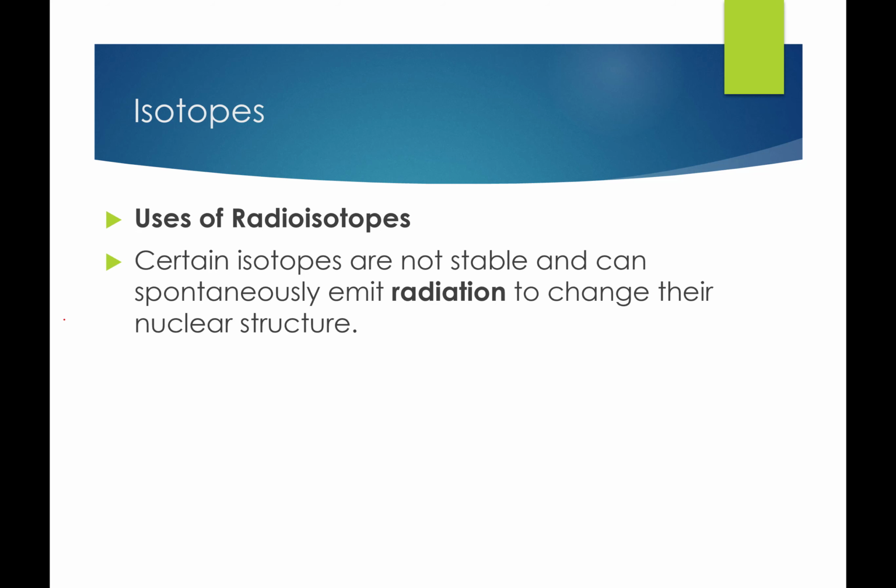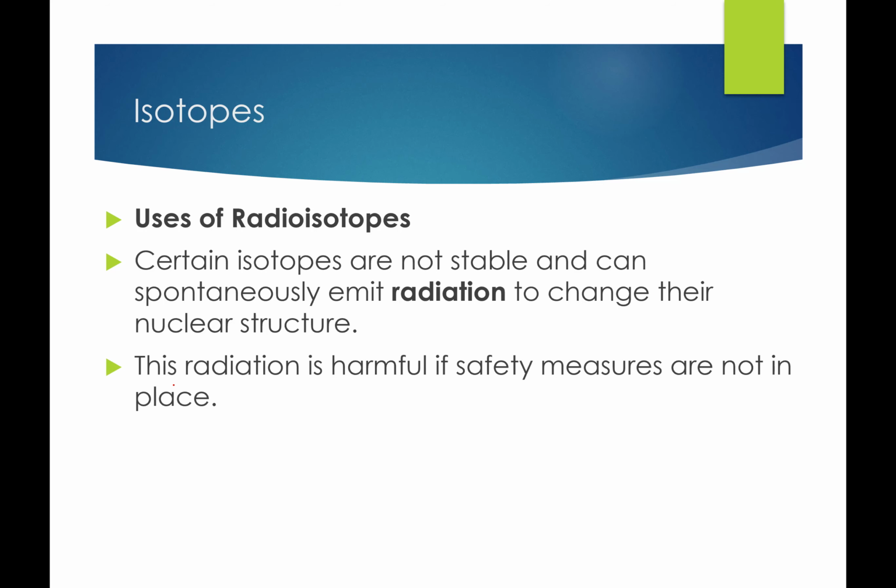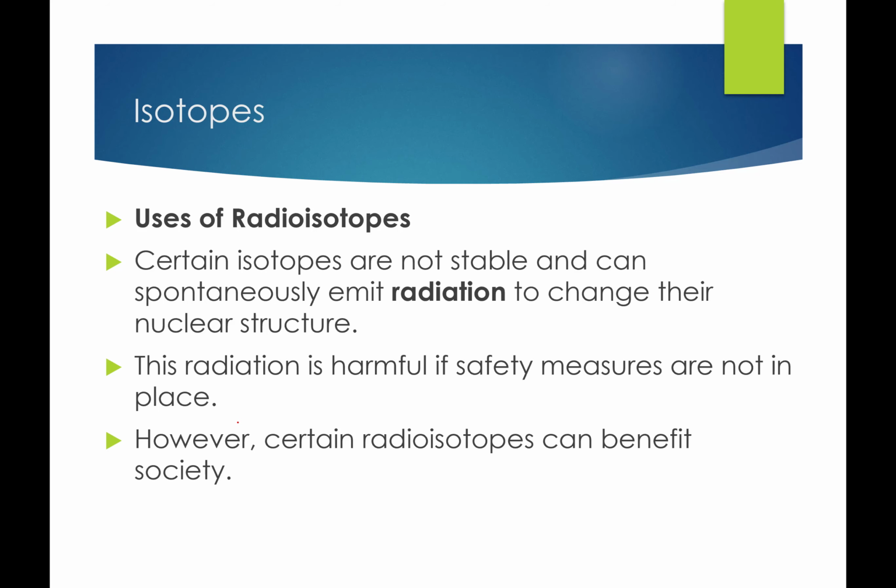So radioisotopes, these are isotopes that aren't stable. So they're going to emit radiation in order to help them change their nuclear structure to become a stable atom. So radiation is harmful if safety measures are not in place. So if you think about an X-ray, they cover whatever part of your body they're not X-raying in a lead blanket. And they get that machine really close to your body so it's not spraying out in different directions. People that work in X-ray, there's actually lead in that wall that they go behind when they hit the button, to protect them.